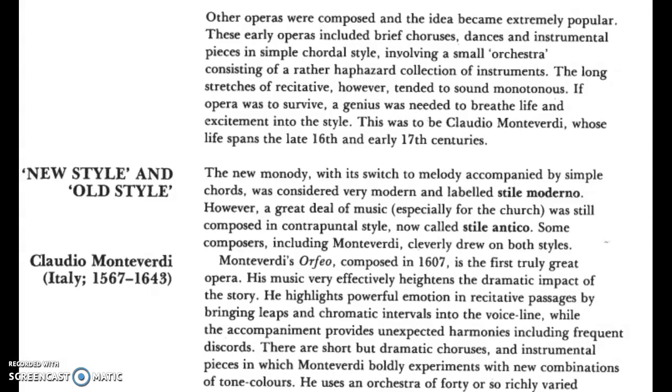After these 2 composers, other operas were also composed, and the idea became extremely popular. These early operas include brief choruses. Now a chorus is when I have a group of singers singing together. We had dances and we had instrumental pieces. And these instrumental pieces played in simple chordal style, involving a small orchestra consisting of rather a haphazard collection of instruments. So it was not a structured orchestra that we had. They made use of the instruments that they had available.